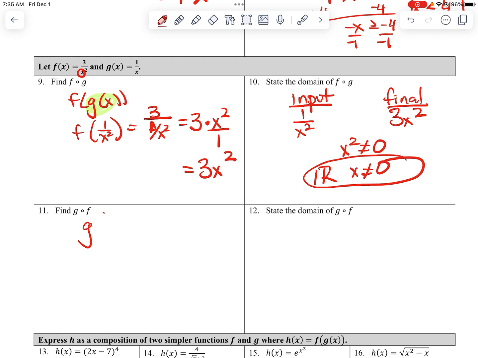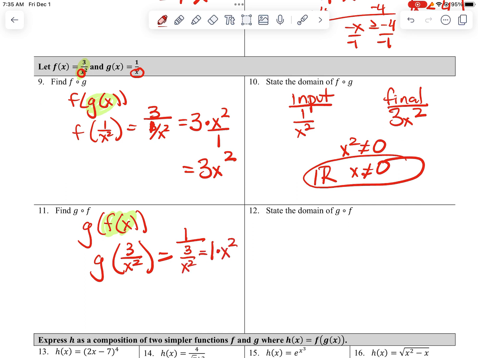All right, and then we have g of f of x. So I'm going to take this f of x function. So this is really g of 3 over x squared equals, okay, so I'm going to go to the g function and replace the x. So 1 over 3 divided by x squared. So the numerator times the reciprocal. So that is just x squared over 3.